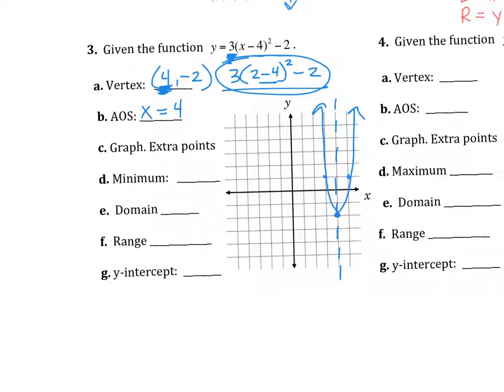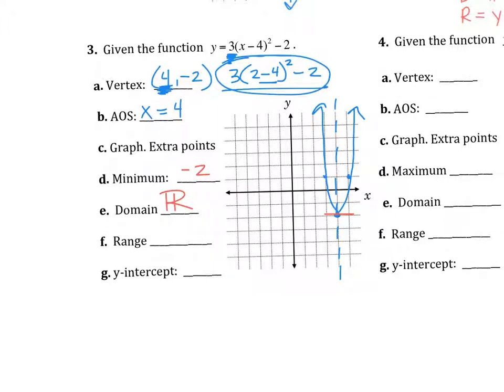Okay, so this one's a minimum. What is your minimum? 4, negative 2. It's whatever your y value of your vertex is your maximum or your minimum. So your minimum is negative 2. Okay. What's your domain? All real numbers. All real numbers all day long. What's your range?